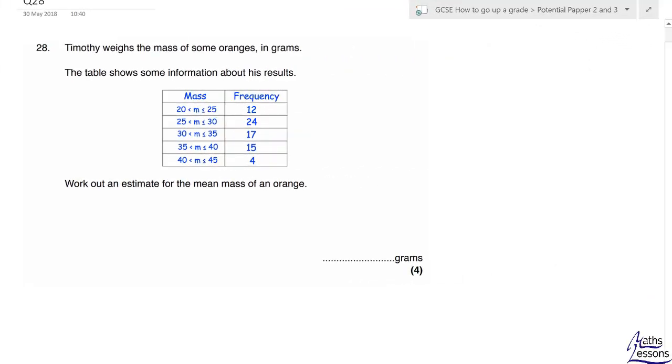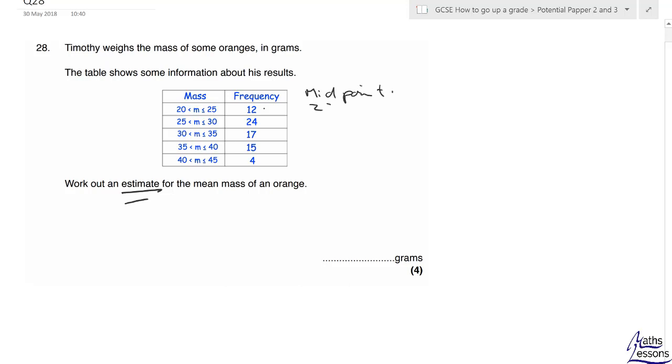Okay, Timothy weighs the mass of oranges. The table shows some information about his results. Work out an estimate for the mean mass of the oranges. Now, the key word, the reason why it says estimate, it doesn't mean guess. It means you're going to approximate. We've got 12 things here, and we don't know any of the masses apart from the fact they're between 20 and 25. So we estimate by using the midpoint. That's why it says estimate.